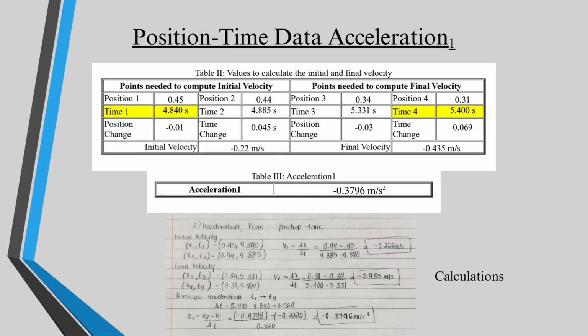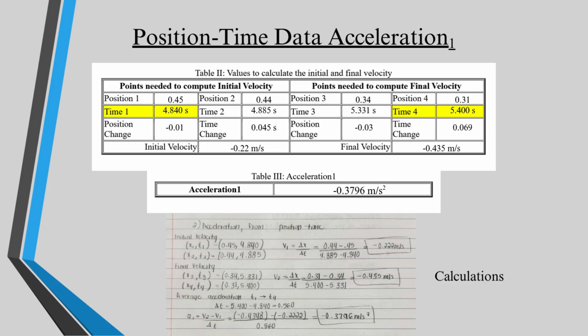We then calculated the acceleration using a position time graph. To do this, we got 4 points from the graph. Point 1 was at 4.840 seconds and 0.45 meters. Point 2 was located at 4.885 seconds and 0.44 meters. Point 3 at 5.331 seconds and 0.34 meters. And finally, point 4 was at 5.400 seconds and 0.31 meters.